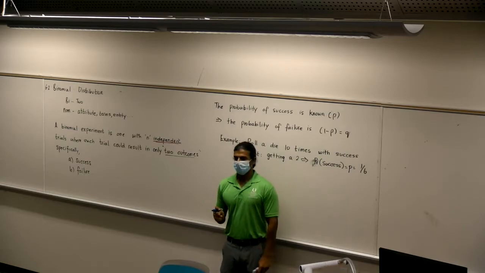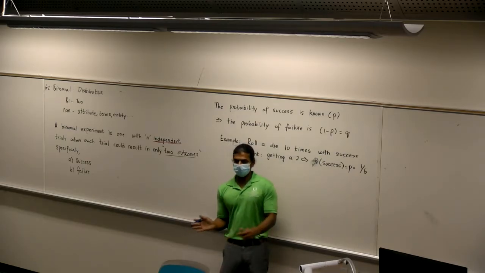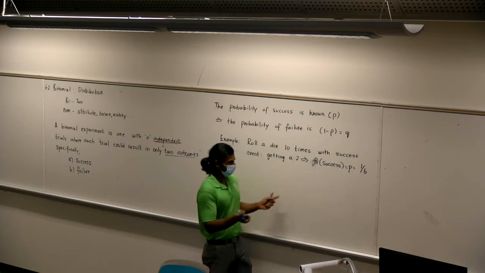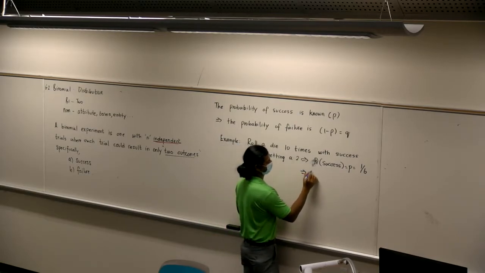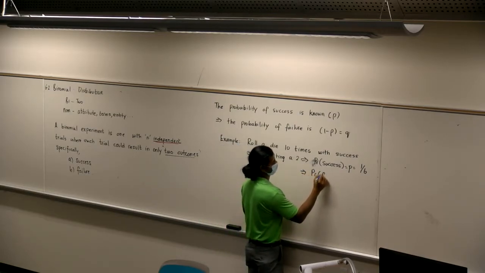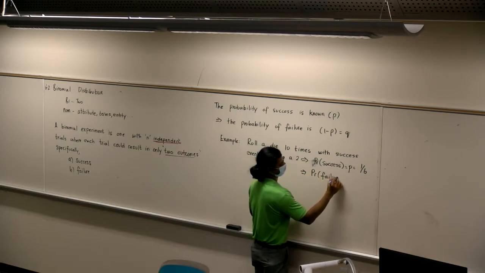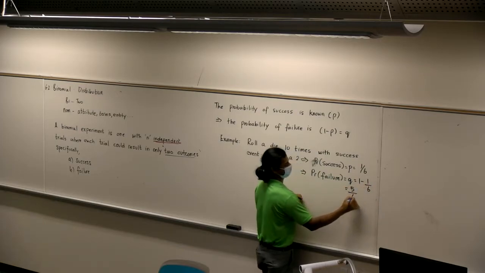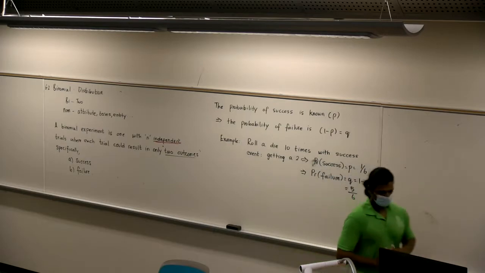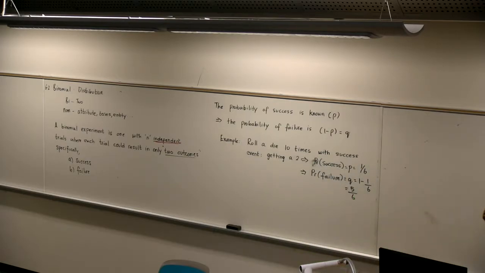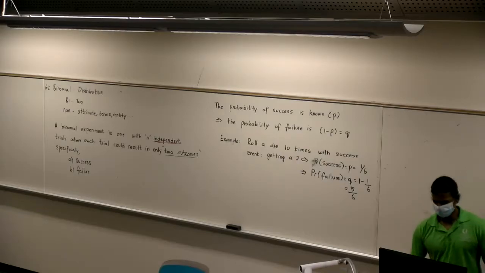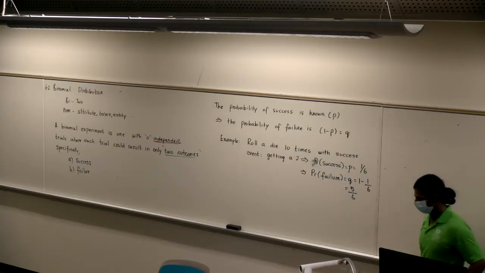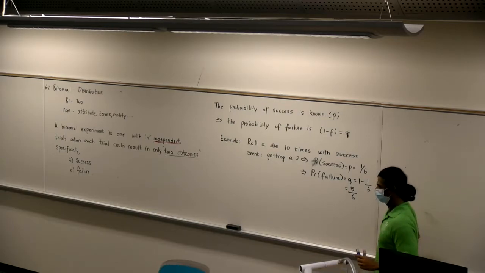Yes. Do I know the probability of failure? Which is 1 minus 1/6, which is 5/6. So that is a simple example of a binomial. So it's your turn to give me one. Where you can get an unsatisfactory or a satisfactory grade.